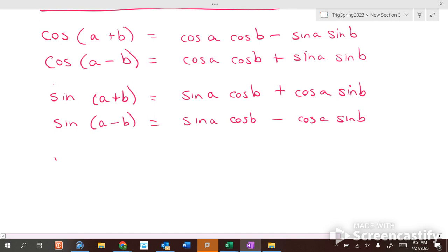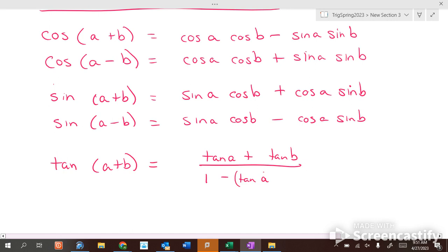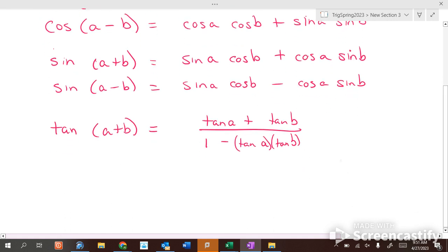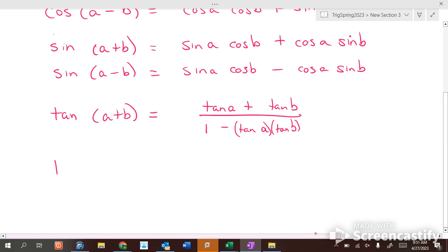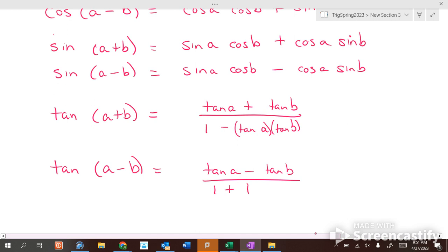Now the tangents. Tangent of A plus B equals the tangent of A plus the tangent of B over 1 minus the tangent of A times the tangent of B. And finally, the last sum and difference, the tangent of A minus B, is the tangent of A minus the tangent of B over 1 plus the tangent of A times the tangent of B.